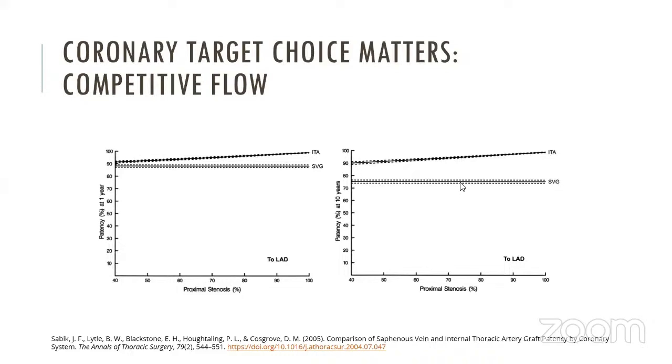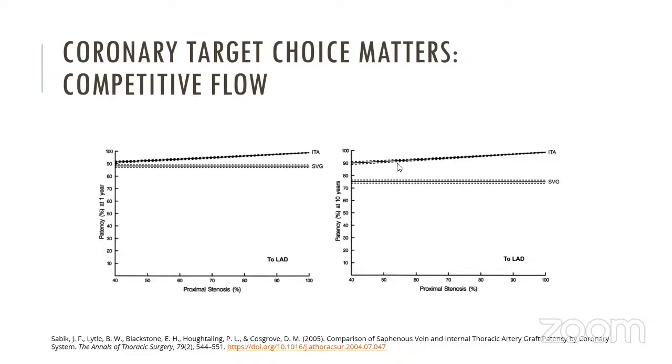And this clearly shows why you'd always implant the LIMA to the LAD, regardless of the degree of stenosis, and you wouldn't choose the saphenous over the LIMA, obviously when this is indicated. Now, why is this? Why is this graph showing us this?